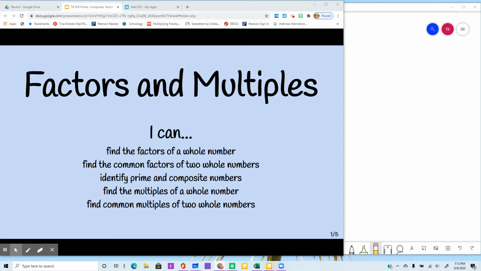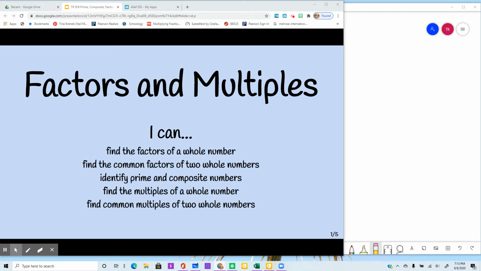So we have several things we're going to cover today. Factors and multiples. If we look at our I can statements: I can find the factors of a whole number, find the common factors of two whole numbers, identify prime and composite numbers, find the multiples of a whole number, find common multiples of two whole numbers.